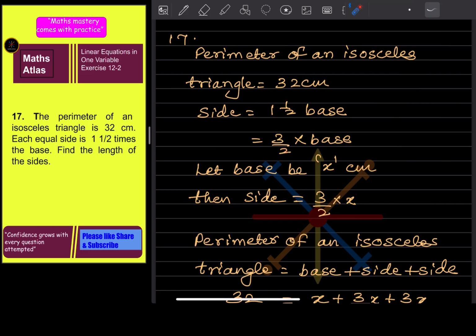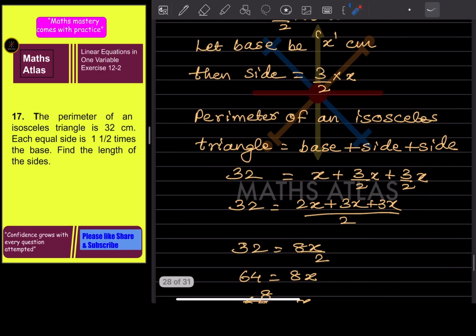So now let the base be x. So the side is going to be 3 by 2 times the base that we have considered as x. The perimeter of an isosceles triangle means the sum of all sides. Both sides are equal, and this is the base. So we can write base plus side plus side.